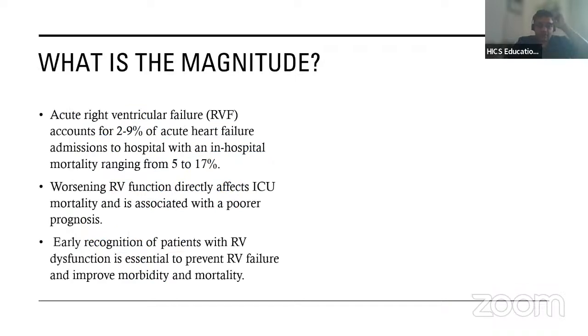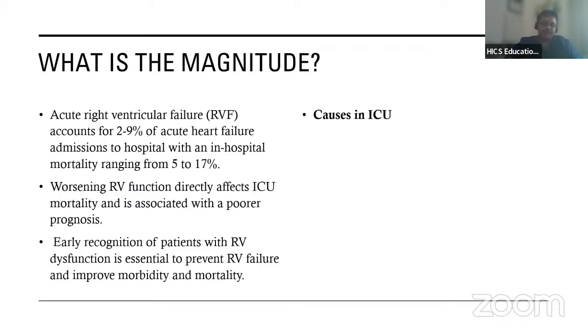What is the magnitude of the problem of right ventricular failure? Why are we discussing this in such great detail? Acute right ventricular failure accounts for about 2 to 9% of acute heart failures admitted to the hospital, with an in-hospital mortality ranging from 5 to 17%. And in an ICU, patients who develop worsening RV function have higher mortality, and it is associated with poor prognosis. Therefore, it is important to recognize patients with RV dysfunction very early to prevent RV failure and improve the morbidity and mortality of critically ill patients.